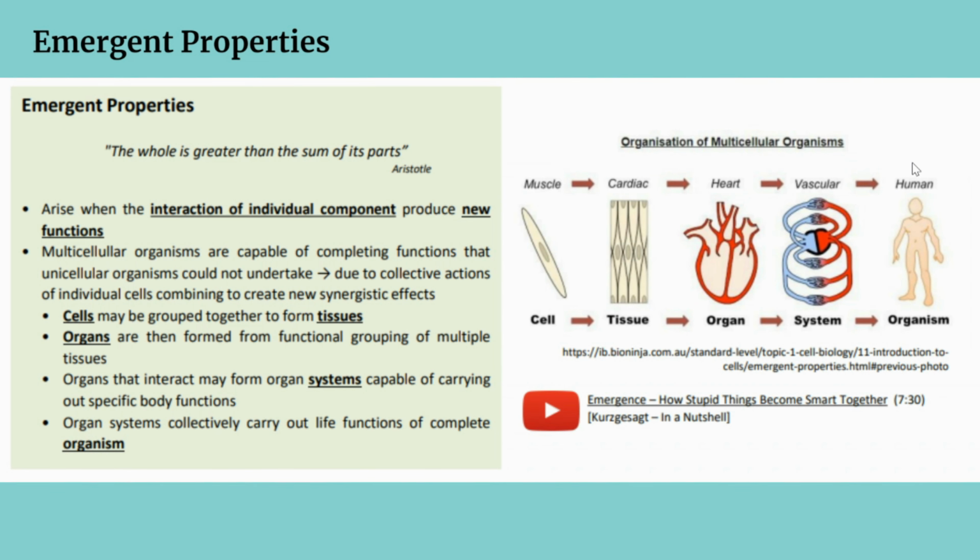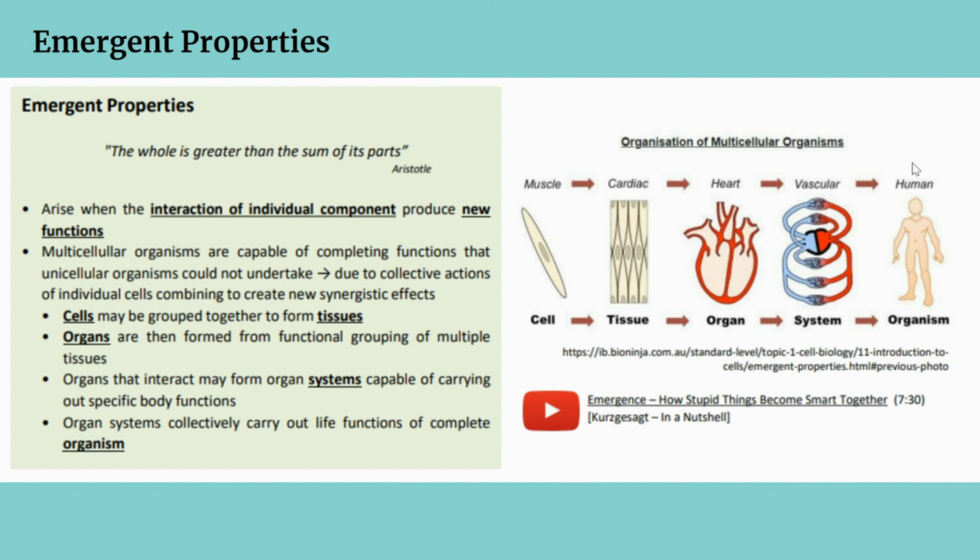So, emergent properties. This is another very important concept in the chapter, which basically says that the whole is greater than the sum of its parts, to put it clearly. Emergent properties arise when the interaction of individual components produces new functions. Multicellular organisms are capable of completing functions that unicellular organisms could not undertake, due to the collective actions of individual cells combining to create new synergistic effects.